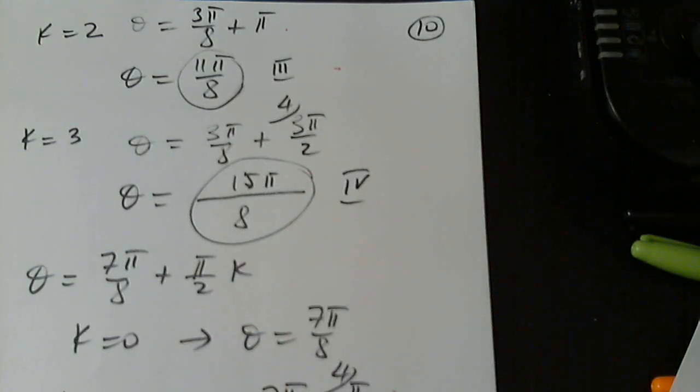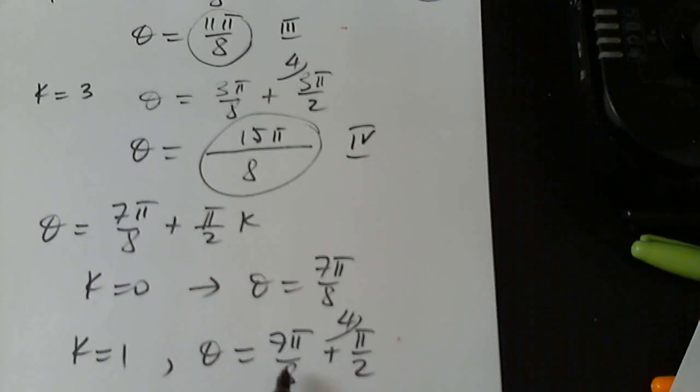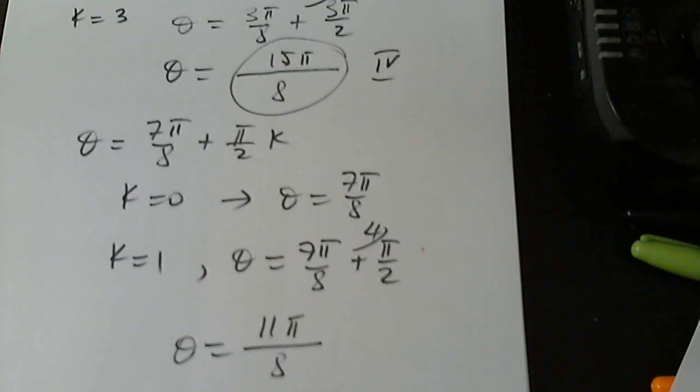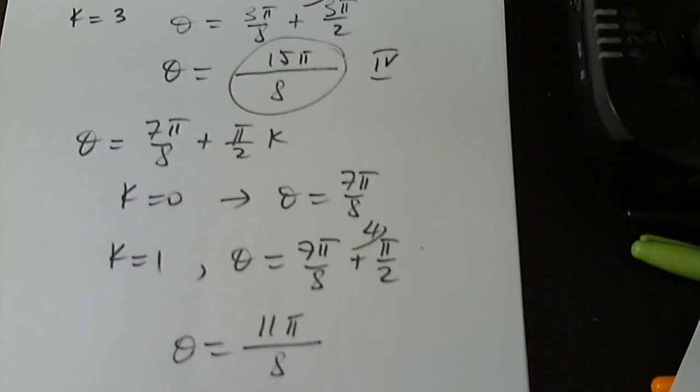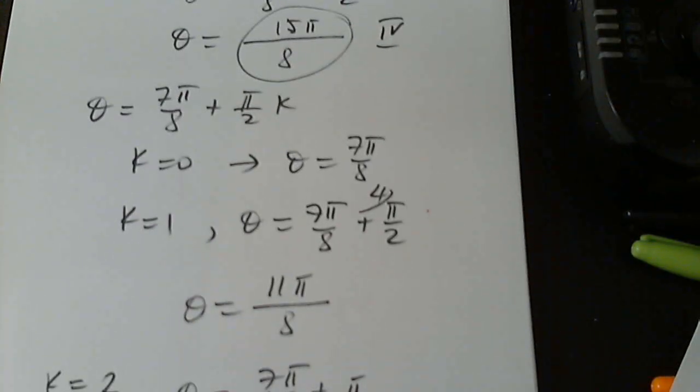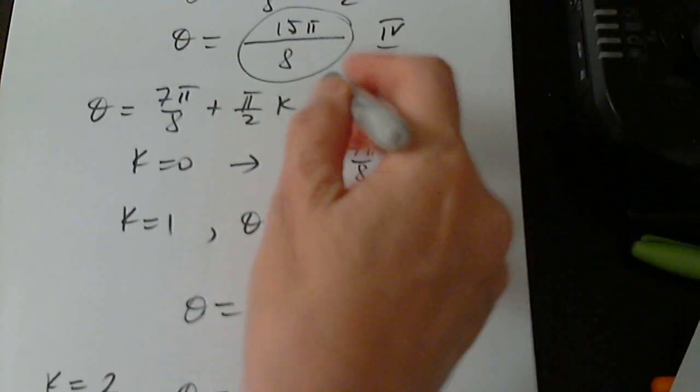So 7 pi over 8 plus pi over 2: 4 plus 7, 11. Okay, so we don't have to repeat that because it's already there. So let's see what happens with k equals 2. Theta equals 7 pi over 8 plus pi, so theta will be 15 pi over 8. Okay, we're getting that again.